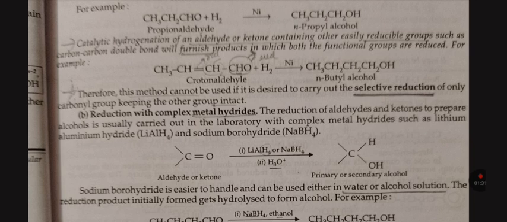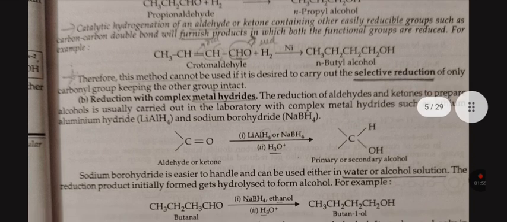B. Reduction with complex metal hydrides. The reduction of aldehydes and ketones to prepare alcohols is usually carried out in the laboratory with complex metal hydrides such as LiAlH4 and NaBH4. Sodium borohydride is easier to handle and can be used either in water or alcohol solution. The reduction product initially formed gets hydrolyzed to form alcohol.